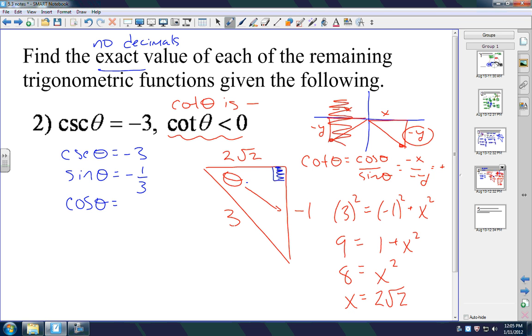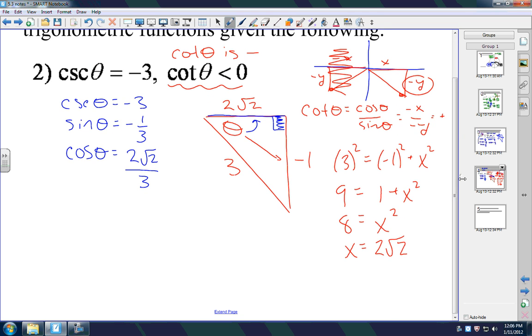So grab a cosine now. Cosine is a positive 2 square root of 2. If you were in a different quadrant trying to find an x value, check if it's positive or negative, because Pythagorean theorem will always give you a positive. But because of the way we drew it, x's are positive. So cosine, adjacent over hypotenuse, 2 square root of 2 over 3. Done. Right?